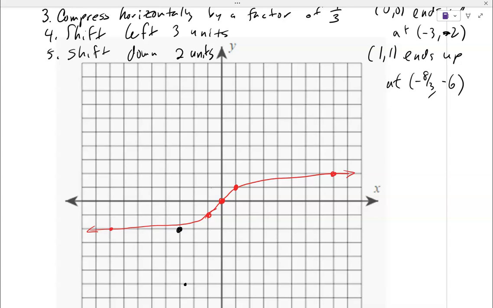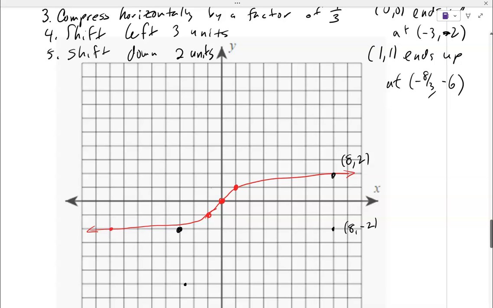Where does this one end up here? We're at 8, 2 to start with, right? First thing we do is what? Reflect it. So it's down here. 8, 2 then becomes 8, -2, and I'm not on the right spot down here. Becomes 8, -2, right?